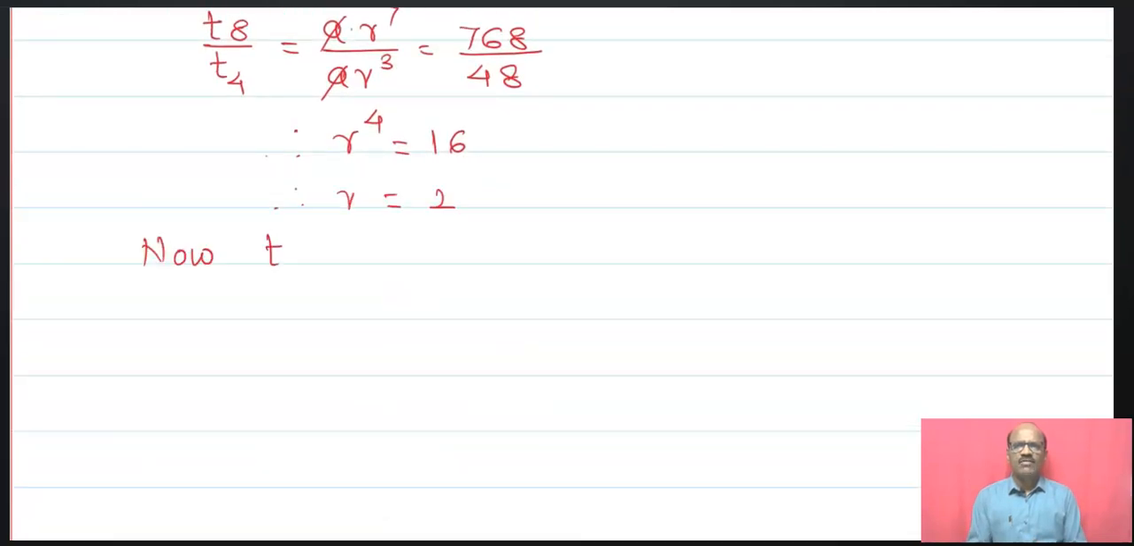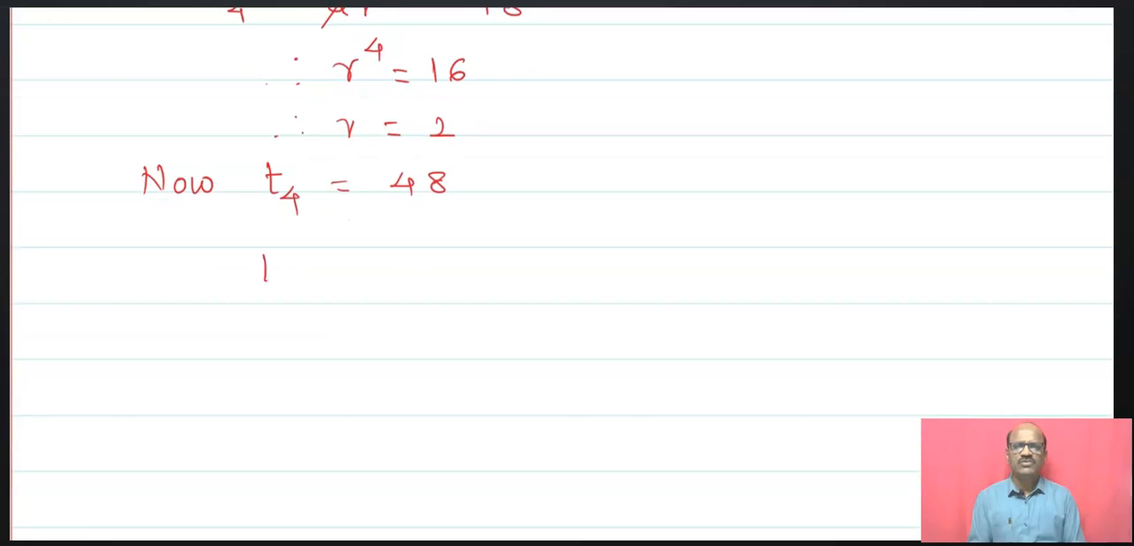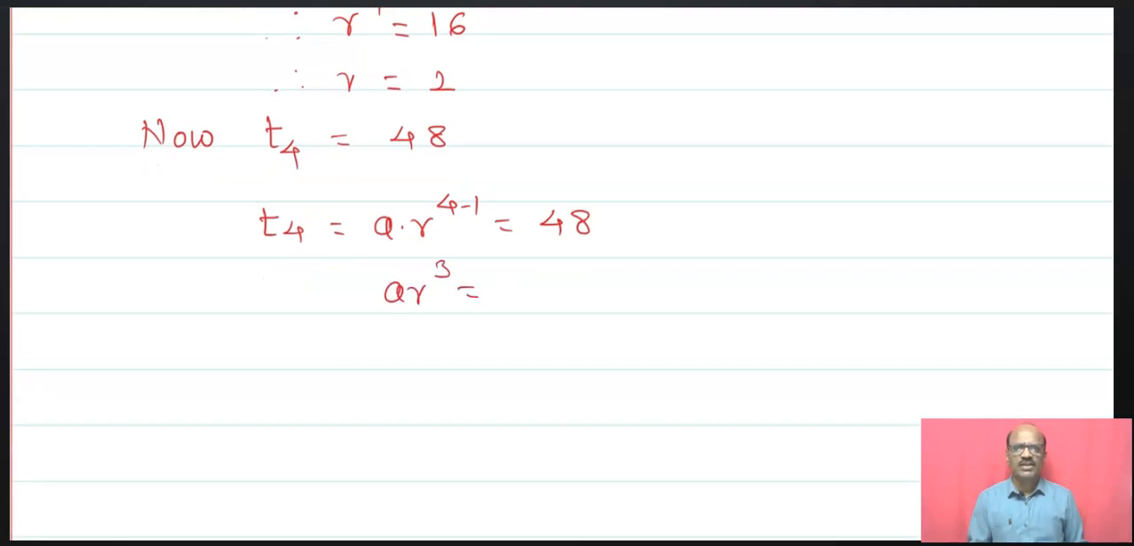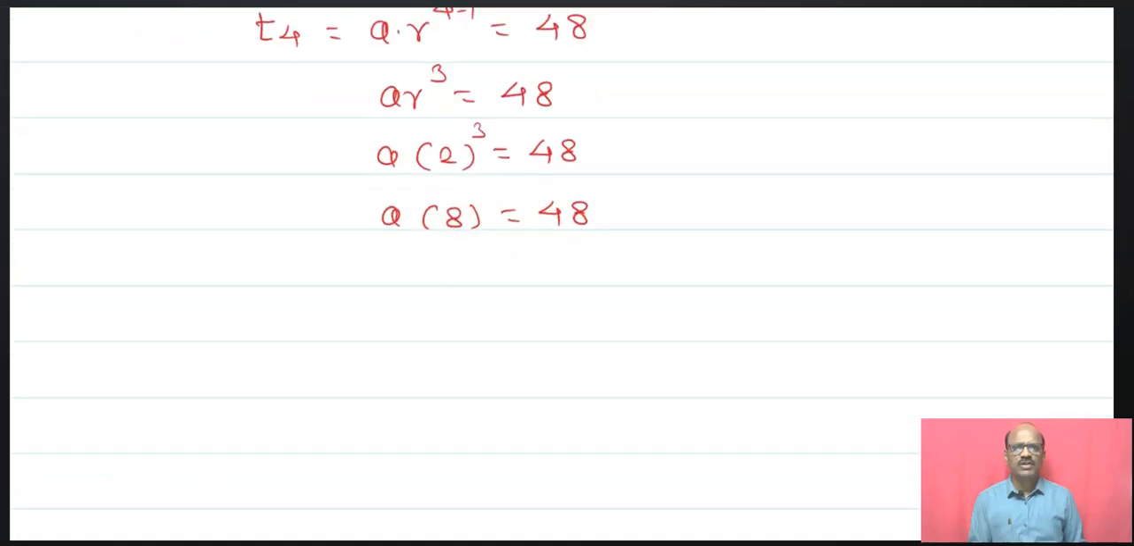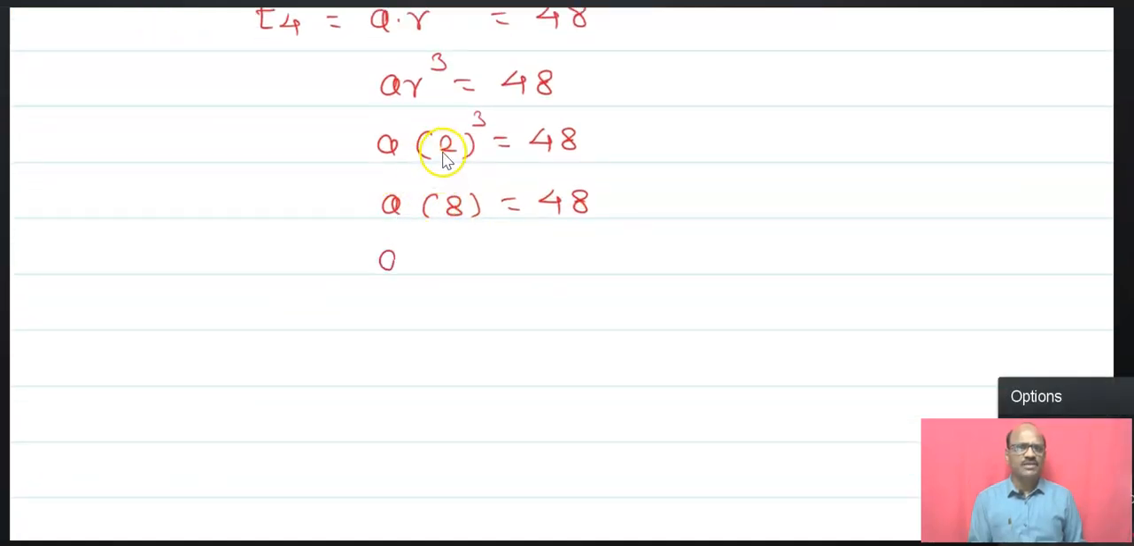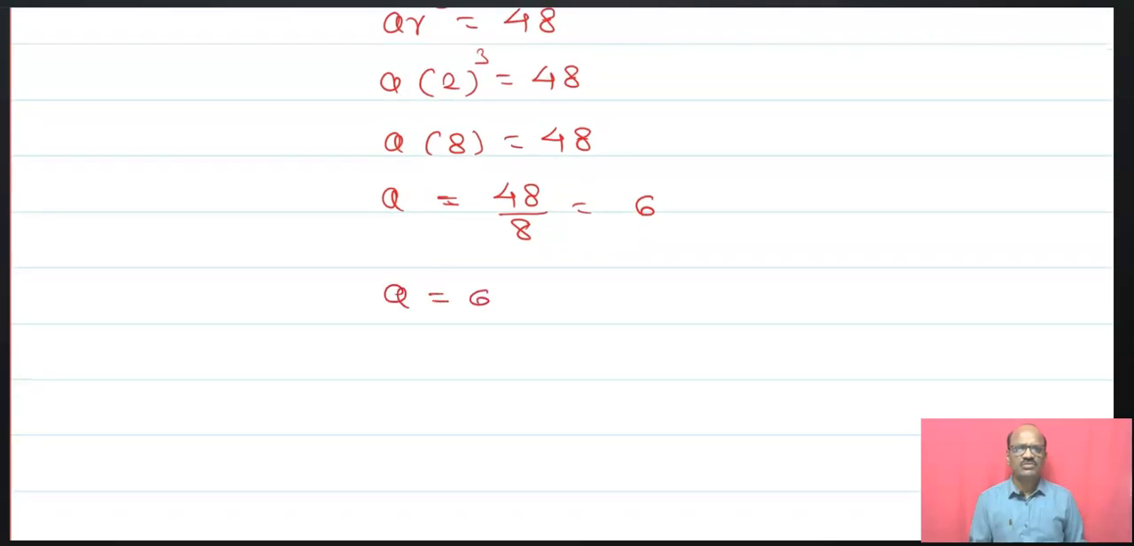Now we require the value of A. For that we apply T4 is equal to 48, and T4 means A into R raised to 4 minus 1 is equal to 48. In this formula, we will substitute the value of R, then you will get the value of A. Therefore, A into 2 raised to 3 is equal to 48. After substituting, 2 raised to 3 means what? 8. A into 8 is equal to 48. Therefore, A is equal to 48 upon 8. Now see these steps: 48 upon 8, that is 6. A is equal to 6.